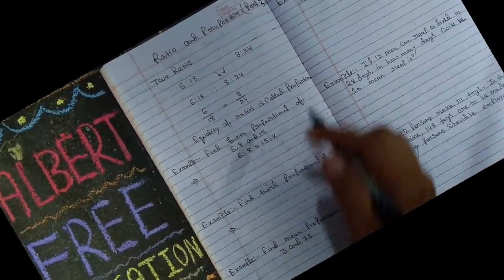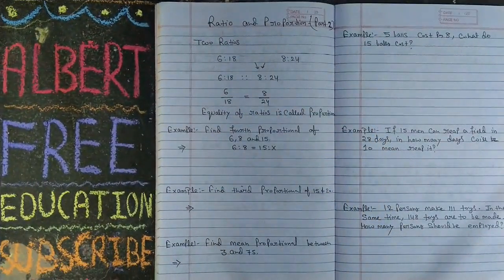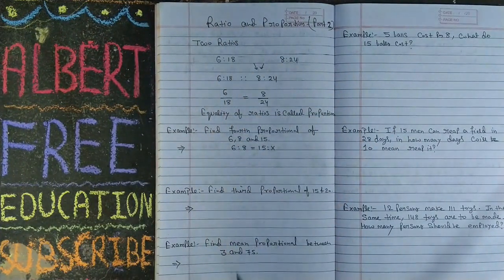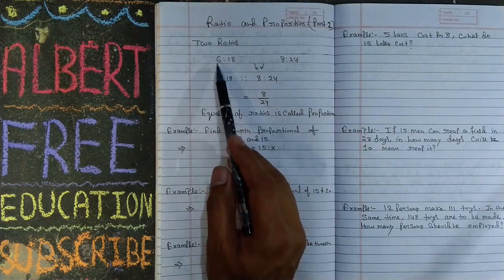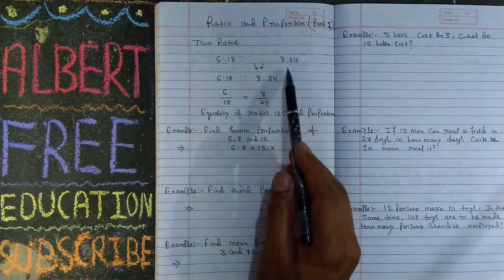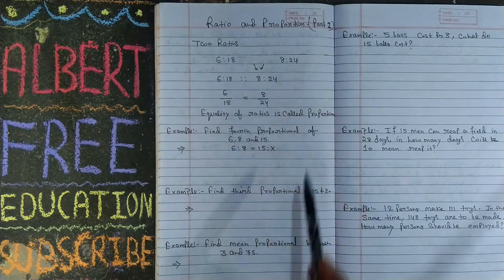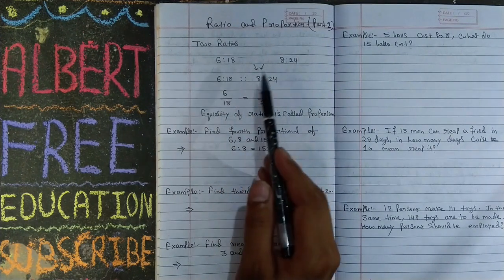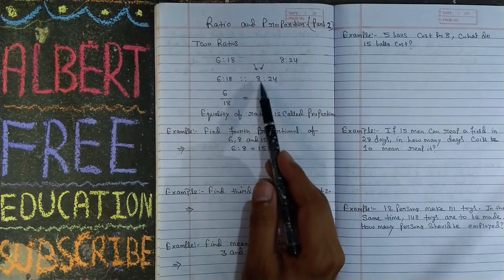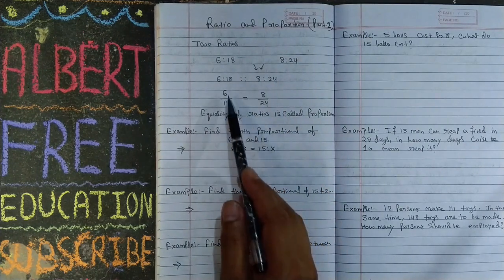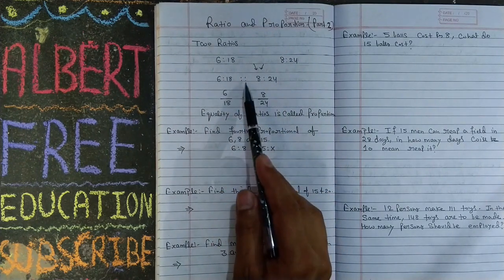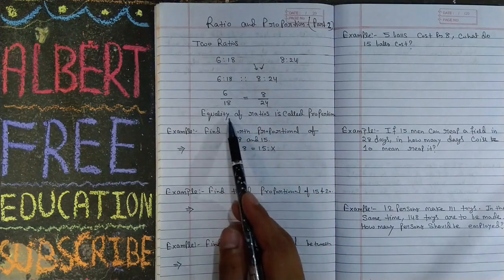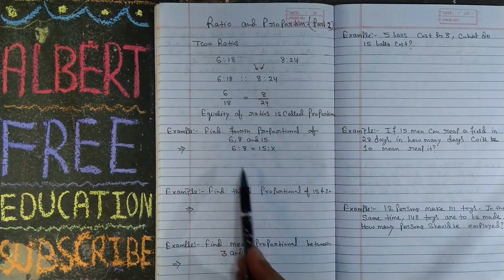So this is part 2 of ratio and proportion. Today we will discuss proportion. If you have two ratios, the first ratio is 6:18 and the second ratio is 8:24. If you combine them, 6:18 :: 8:24, this is a proportion. This is equivalent to 6/18 and this is equivalent to 8/24. So equality of ratios is called the proportion.